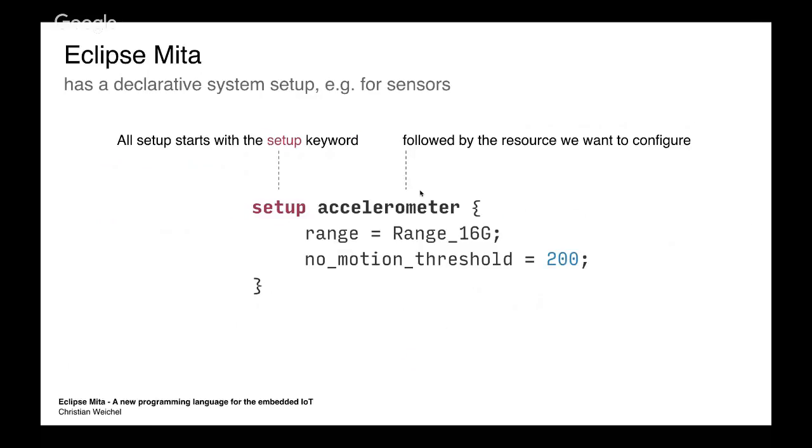So once we have that platform description, we can make use of that, and we can set up those system resources. All setup starts with the setup keyword, followed by the name of the resource that we want to configure. And then there are those configuration items which we can set. We've already talked about them. So in this case, the accelerometer has a range in which it can detect acceleration and has a no motion threshold at which it will trigger a motion event.